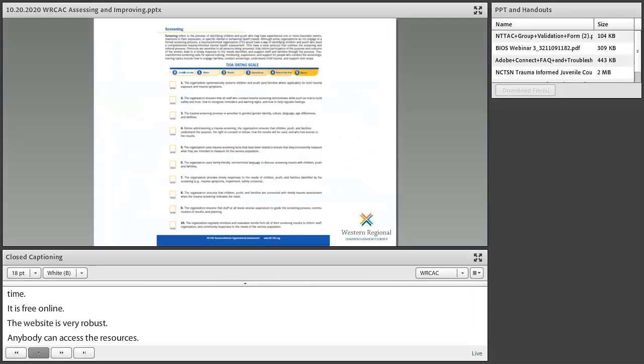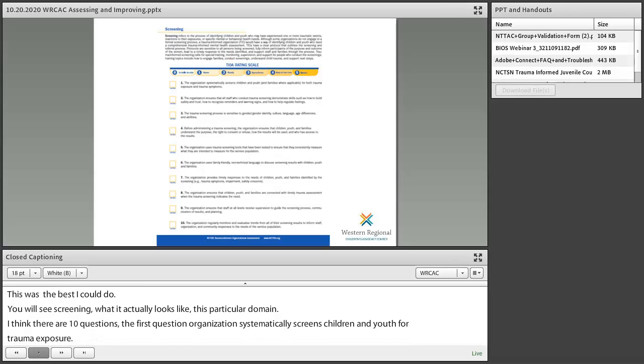So this is also really hard to see. I tried really hard to get a screenshot from them of some of the questions, but this was the best that I could do. So you'll just see on here, for example, screening. This is what it actually looks like, this particular domain. So there's, I think, 10 questions. And like the first question, the organization systematically screens for trauma response and exposure. I think I read that right. So, and then you'll see, it's actually really hard to see, so maybe you won't see. But there's 10 questions on here. This gives you just a general idea of how the questions are asked.